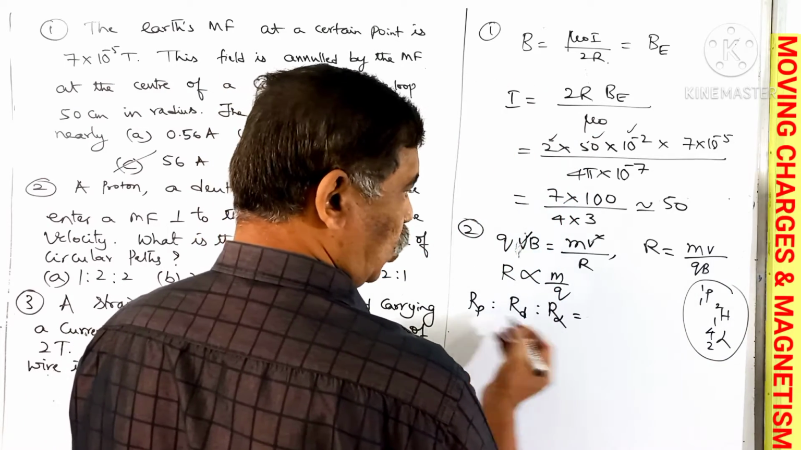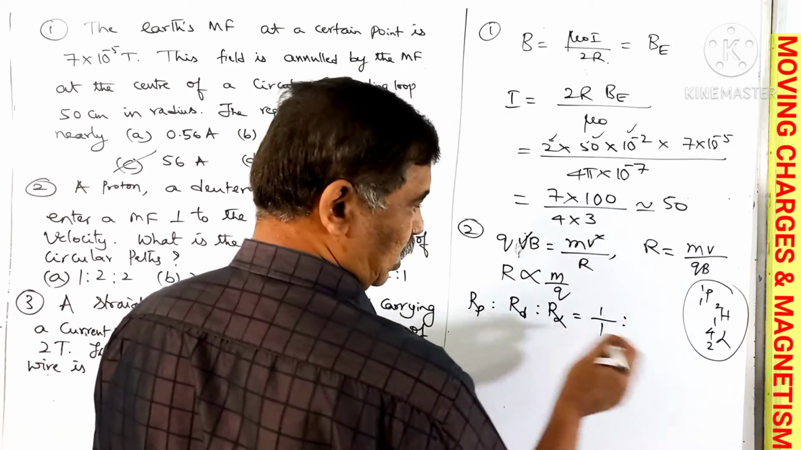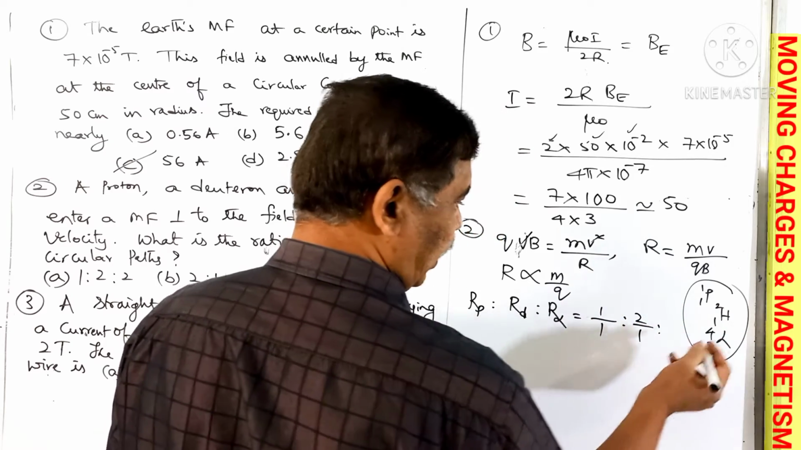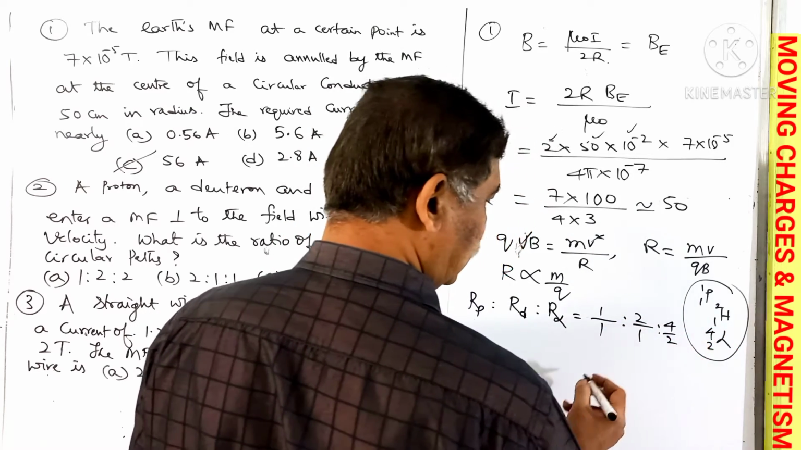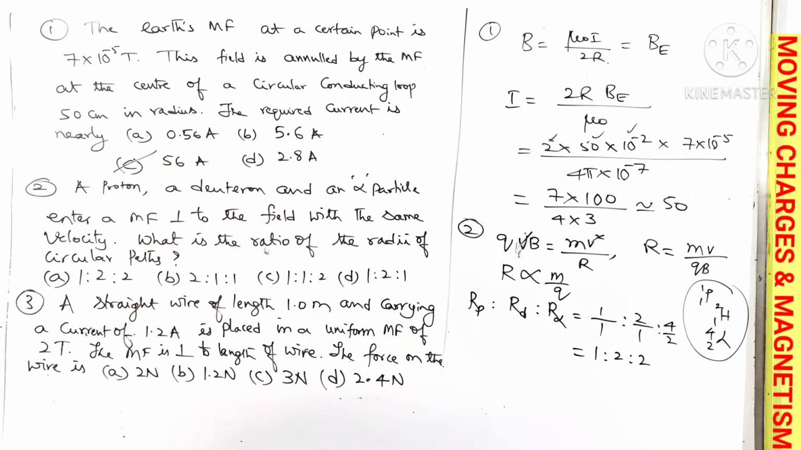Mass number of proton is 1, charge is also 1. Neutron, mass number is 2 divided by 1. For alpha particle, mass number is 4, charge is 2. Simplify this. It is 1 is to 2 is to 2. So it is there in option A.